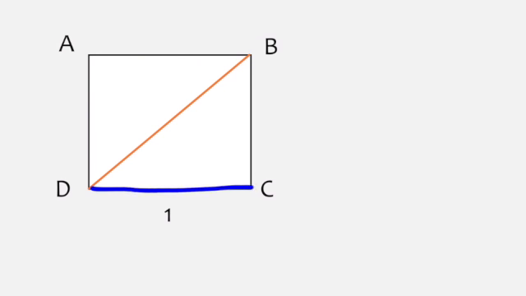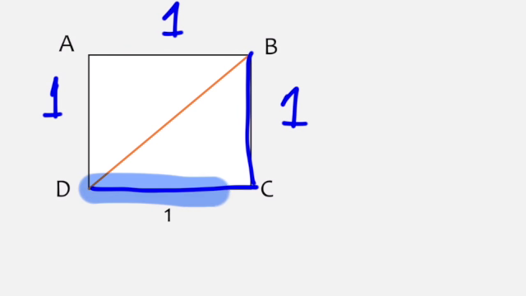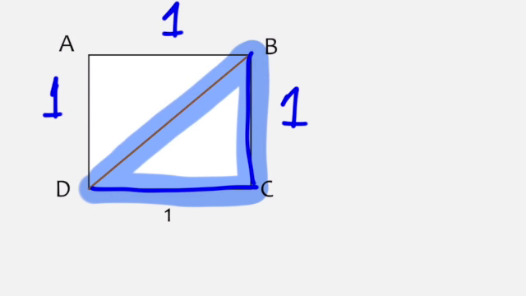So if this side is 1, then that means this side is also going to be 1. We know this side is going to be 1, and we also know this side is going to be 1. But in this case, I'm only going to be looking at this triangle right here. I'm only looking at this half of the square. So notice that this is a right triangle, right? Every square has 4 right angles.